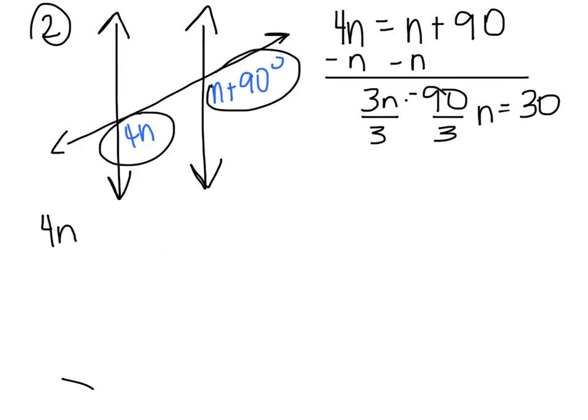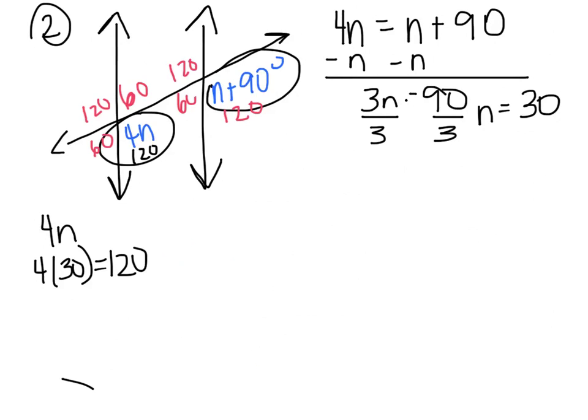4 times n, or 4 times 30, is going to give us 120 degrees. So now we can figure out all of our other ones. Because these are corresponding angles, this one's also going to be 120. These are vertical, so these are also 120. And because it's supplementary, we can say 180 minus 120 is 60. And put that all of these are 60. That one wasn't too bad.